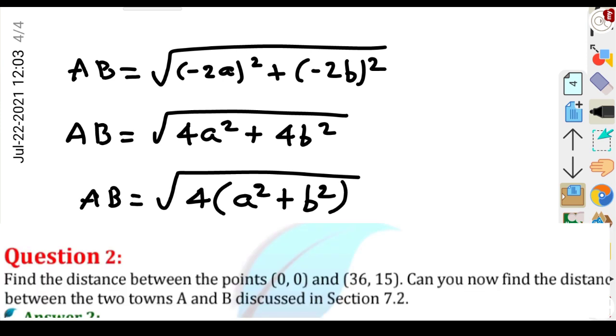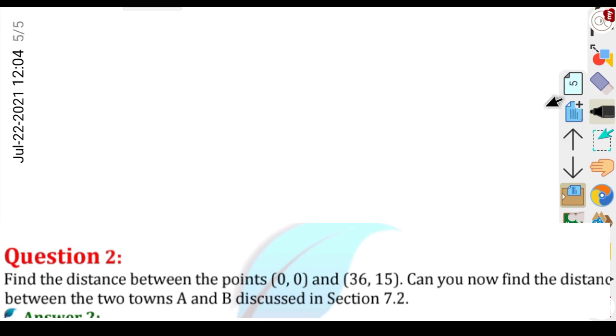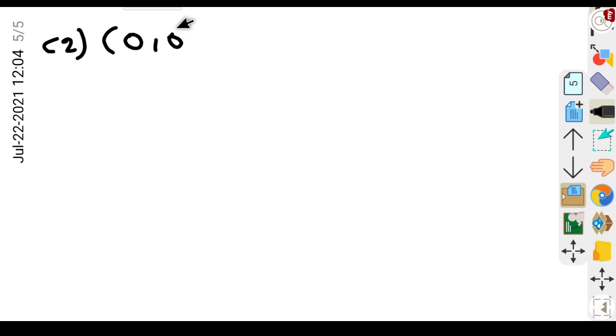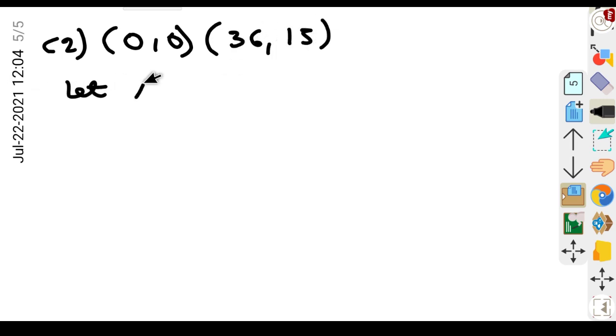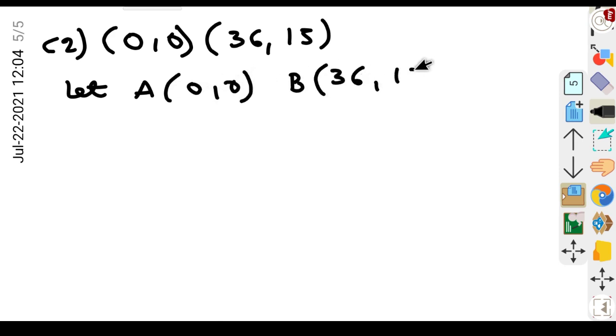Now the second question says like this: you need to find the distance between the points (0, 0) and (36, 15). Can you now find the distance between the two towns A and B discussed in section 7.2? I'll not take the second part, I'll just take the first part and solve it. So the coordinate points that they have given are (0, 0) and (36, 15). Again, let A of (0, 0) and B of (36, 15) be the points.